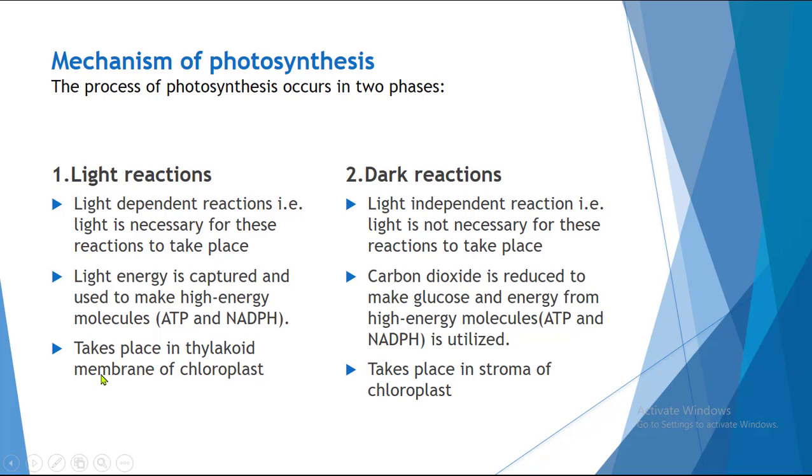Light energy is captured and used to make energy rich molecules, that is ATP and NADPH, in the case of light reactions. However, in dark reactions, carbon dioxide is reduced to make glucose, and the energy from the high energy molecules ATP and NADPH, which were formed in light reactions, is utilized. The light reactions take place in the thylakoid membrane of the chloroplast. However, dark reactions take place in the stroma of the chloroplast.